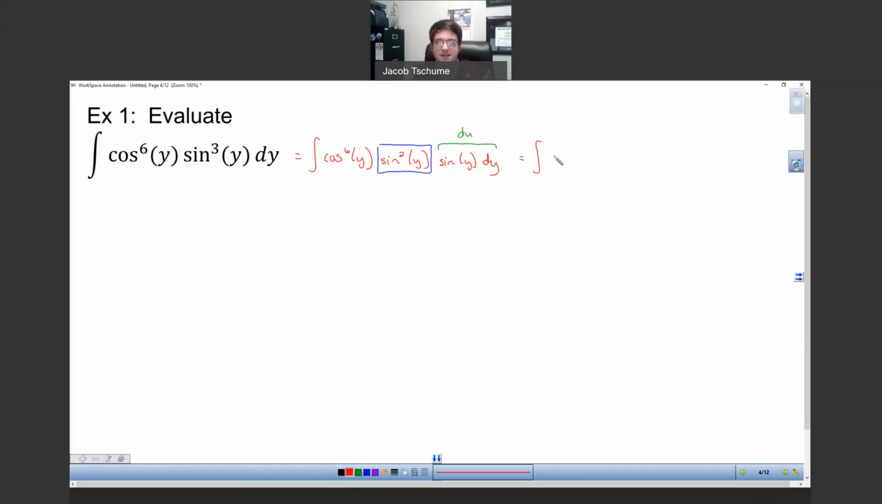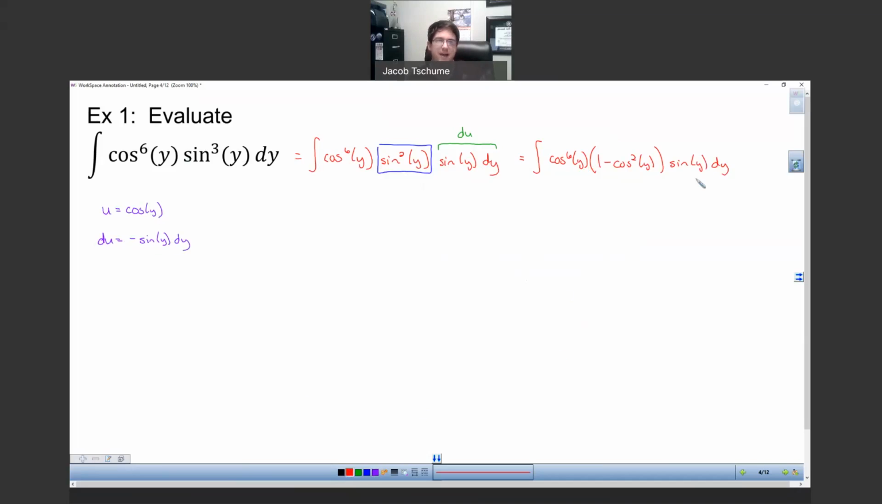So this would be the indefinite integral of cosine to the 6th of y. So from the last slide, sine squared is the same thing as 1 minus cosine squared of y, times sine of y dy. Now that you have rewritten everything in terms of cosine, you can set up your U-substitution. So I'm going to let u be cosine of y, and therefore du equals negative sine of y dy.